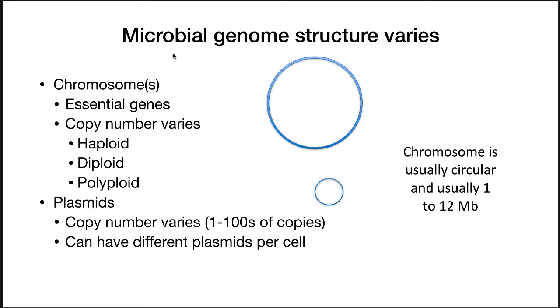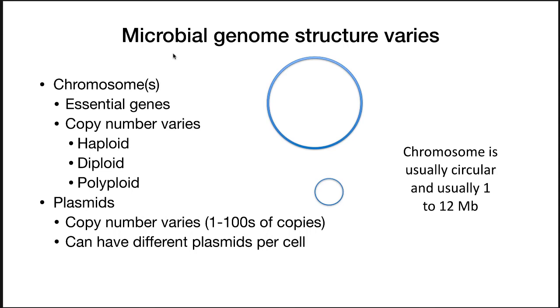Microbial genome structure varies. Some will have only a single chromosome. Others will have one or several chromosomes and then a number of different plasmids. So what's the difference? Chromosomes have essential genes like RNA polymerase and the ribosome genes. You can't survive without this piece of DNA. Copy numbers vary between organisms, right? You can have haploid, which means you have one copy of it. You can have diploid and polyploid, which is obviously seen more in eukaryotic genomes.